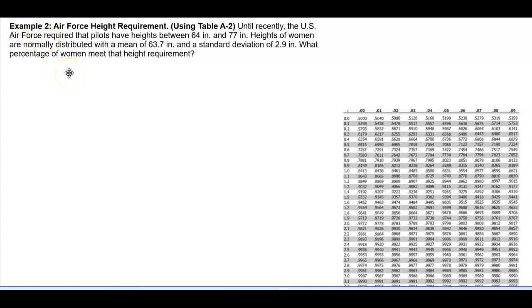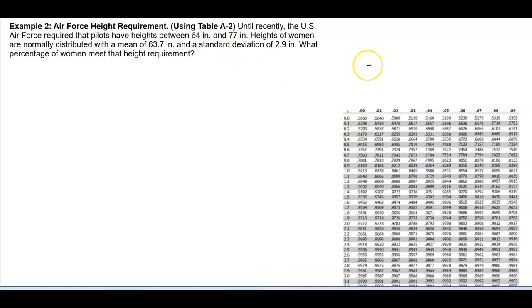Example 2, Air Force height requirement using table A2. Until recently, the U.S. Air Force required that pilots have heights between 64 inches and 77 inches. Heights of women are normally distributed with a mean of 63.7 inches and a standard deviation of 2.9 inches. What percentage of women meet that height requirement, that's in between 64 inches and 77 inches?